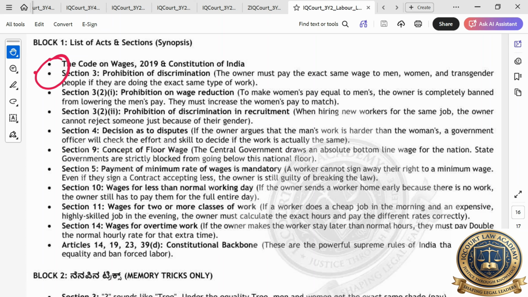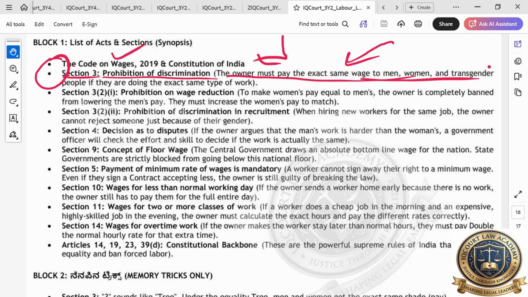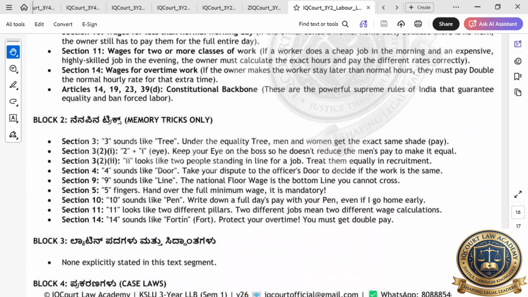Section number 3, Code on Wages, the 5th unit. What is section number 3? Prohibition of discrimination. We are also explaining it in detail. The owner must pay exactly the same wage to men, women, and transgender people if they are doing the exact same type of work. There should be no discrimination. Everything is perfectly explained without any mistake, zero mistakes.